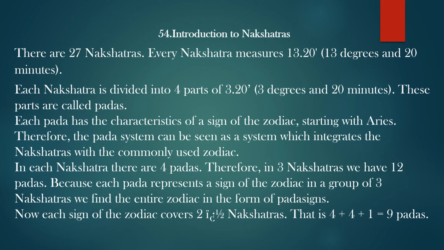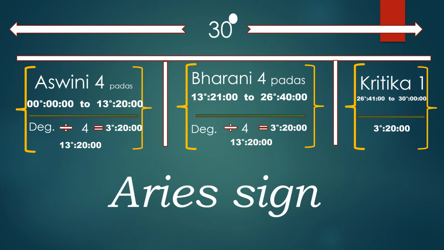Okay, this is what I explained before. Now I'm going to change the chart here. Look, this is the Aries sign. Completely what you are looking at is the Aries sign. And what we have here is 30 degrees, 0 to 30 degrees. That's the Aries sign. You got it? We saw this before: each and every Rashi has 30 degrees. And we have 27 nakshatras.